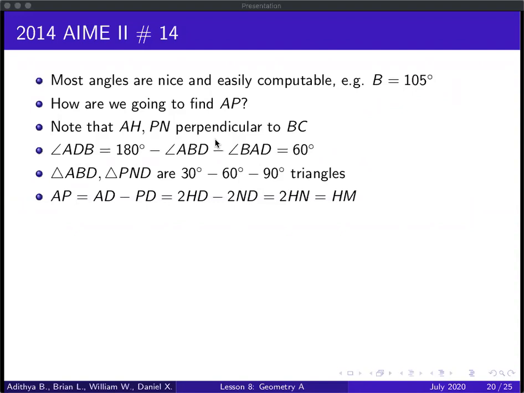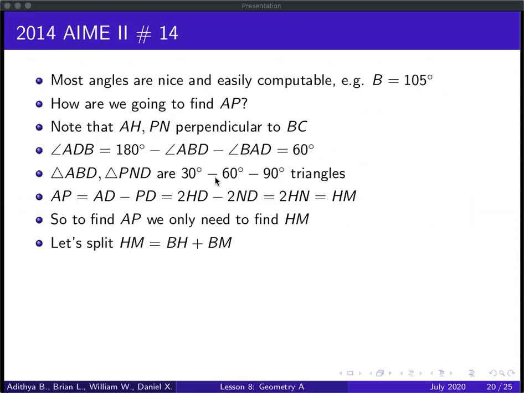If not, then now all we have to do is compute HM. So we want the distance between the midpoint of BC and the foot of the altitude onto BC. It would be nicer if we split HM into two segments, since the midpoint and the foot of the altitude aren't directly correlated. Why 2HN equals HM? N is defined to be the midpoint of HM.